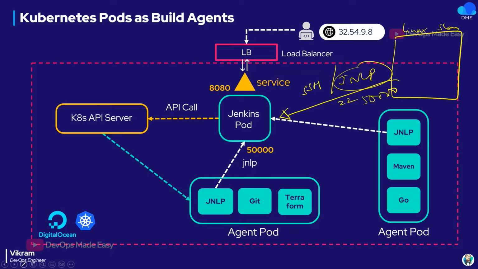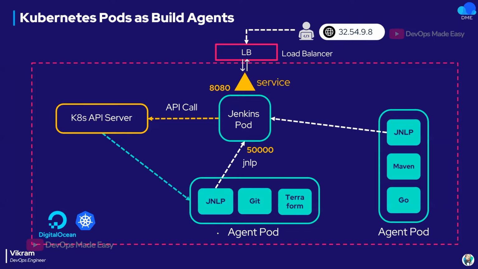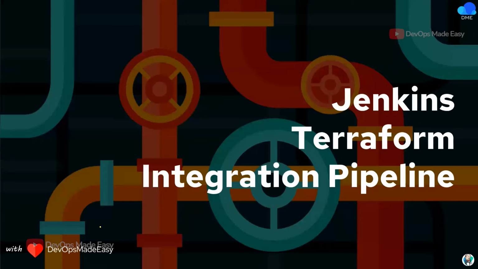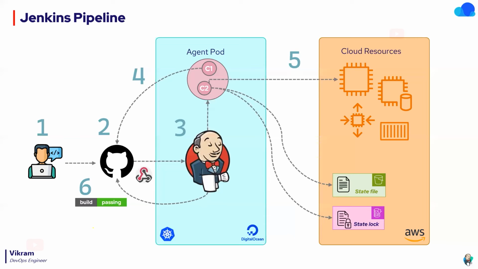Got it? Now if you look at the agent pod, if you define two containers, you'll see a third one. That's the default one, which will be used to talk to the master pod. Got it? Now let's see the whole pipeline, what we are going to do.